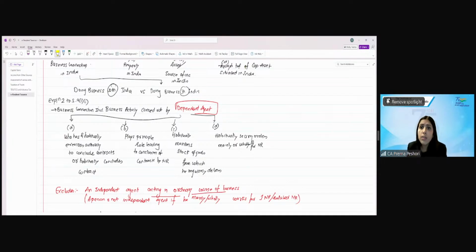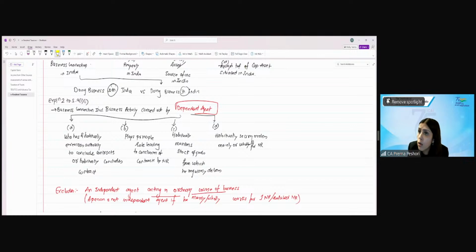Now you can carry out these activities yourself, or you can carry them out through an agent. If he's a dependent agent, he's working under your directions and control. That will constitute the business connection. So who is considered as a dependent agent? One who is concluding the contracts on my behalf.